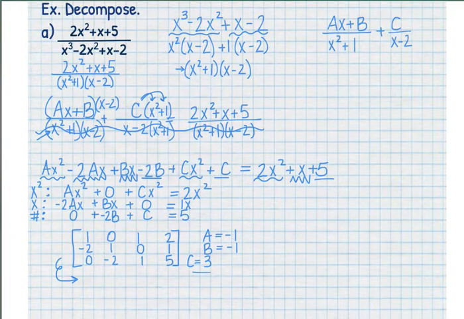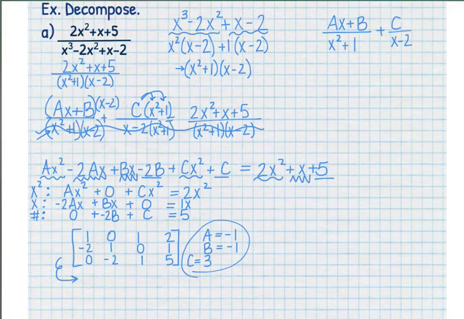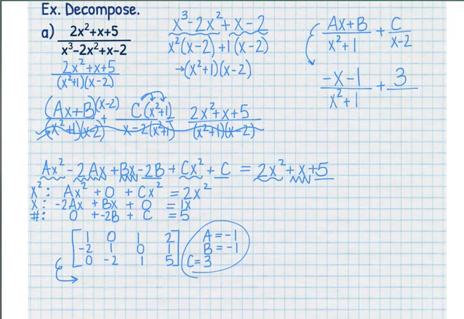So now that we know what A, B, and C are equal to, we can pop those into our values from above. So we know A is equal to negative 1, so that's negative x. B is equal to negative 1, so that's minus 1. And that's going to be over x squared plus 1, plus, and then C was 3, and that'll be over x minus 2. And that's my partial fraction decomposition. Let's look at another one.